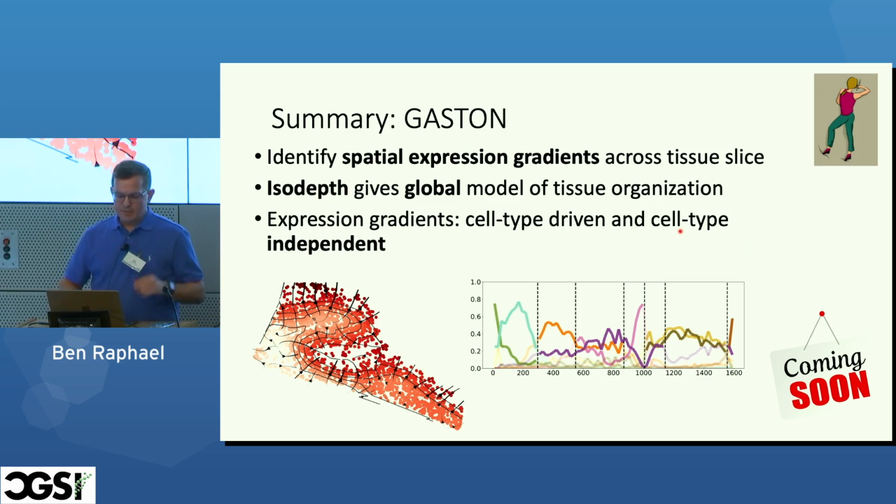Okay, so that's a summary of GASTON, these spatial gradients across the tissue slice, this isodepth giving this global model of tissue organization. It's via this neural net that learns this directly from the transcript counts. And then you can look at cell type driven and cell type independent expression as a function of this layer depth. So this is new work, preprint coming soon.